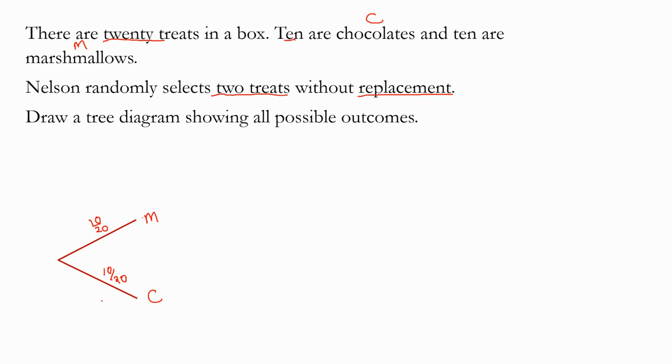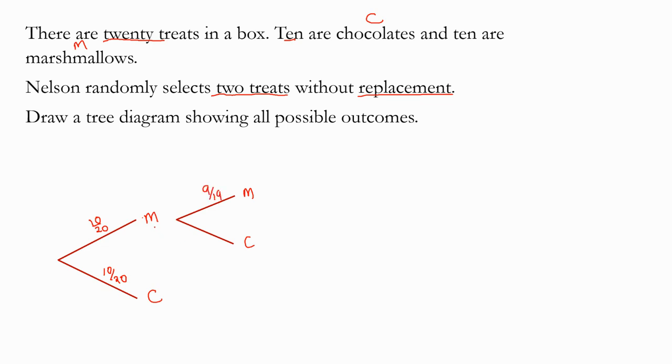You see that? And then if the first treat was a marshmallow, then the second treat can be a marshmallow or chocolate, isn't it? Now, if the first treat was a marshmallow, how many marshmallows would be left? Originally, there were 10. It means 9, isn't it? And the total number of treats is no longer 20, it's now 19. So there'll be 9 out of 19 here, right?